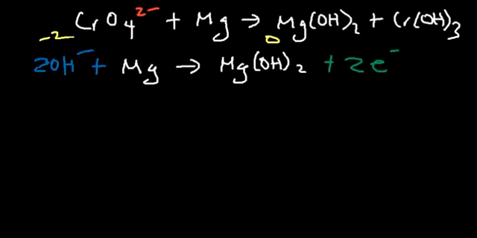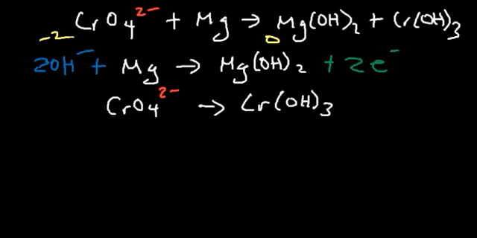So now let's balance chromate. So we have CrO4 2- and Cr(OH)3. Now this one is going to be more complicated than usual, because we already have hydrogen present. So feel free to pause the video and try to balance it. This one is going to be harder than the other ones.